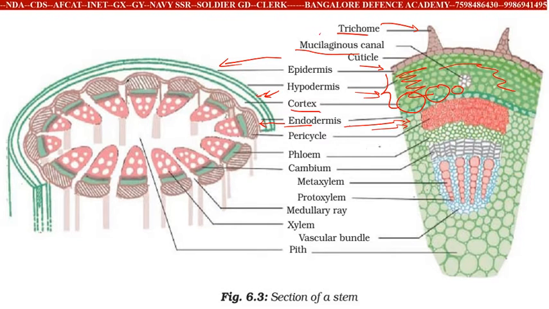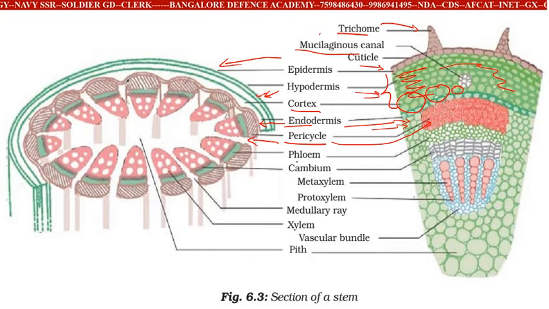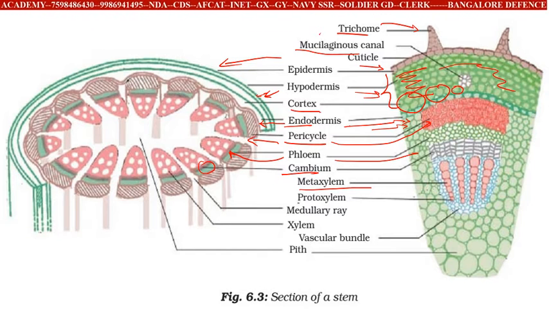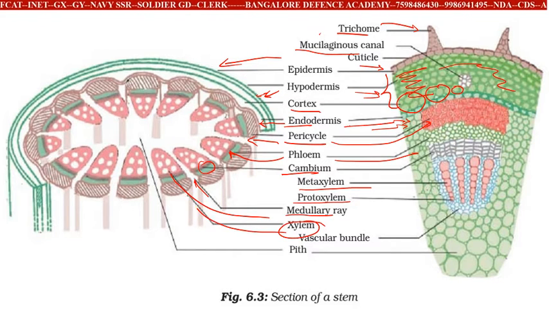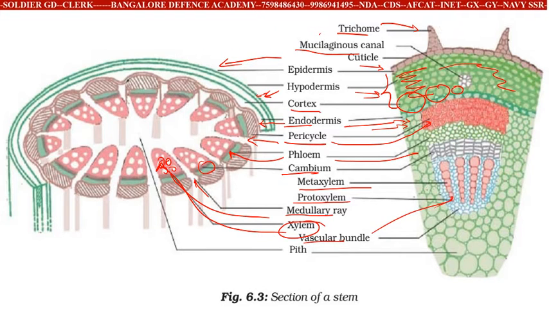Look at the cells, how they are in hexagonal shapes. Then you have the pericycle, which looks like this. Then you have the phloem, very important. Then you have the cambium. So these are all the parts of the stem. Then you have metaxylem, then protoxylem, then the medullary ray, and xylem. Look at this xylem, how it is situated. And then you have the vascular bundle, and then the pith. So this is how the plant stem looks in cross section.